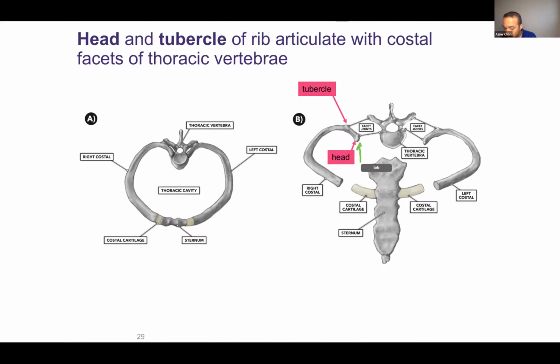The head of the rib is posterior and it connects with the body of the thoracic vertebra that it articulates with. The head articulates with the body. The tubercle is this protrusion of the rib that isn't quite at the end, so it's not the head, but it still pokes out. The tubercle articulates with the transverse process. So the head of the rib articulates with the body, and the tubercle articulates with the transverse processes of these thoracic vertebrae.